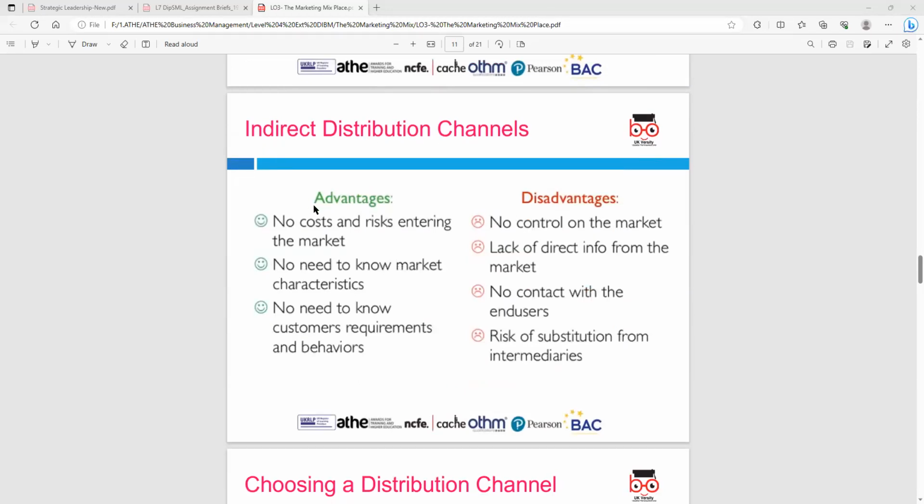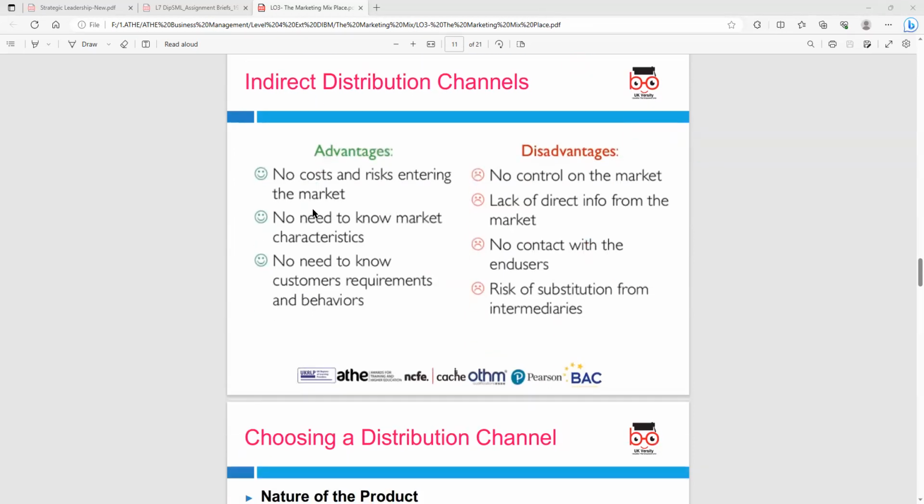Now, the advantages of using the indirect channel: there are not many costs and risks involved in entering the market. So one of the advantages is there are no costs and risks. Okay. The second advantage is you need to be able to know the market characteristics. And the third advantage is you need to know the customers' requirements and their behavior. Okay, this is when we use the indirect distribution channel.